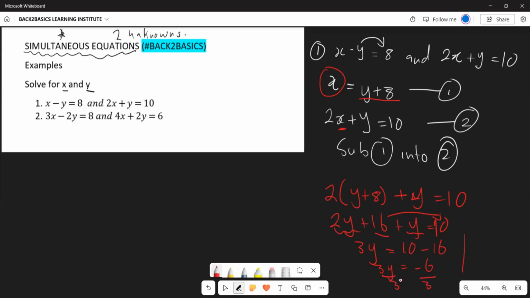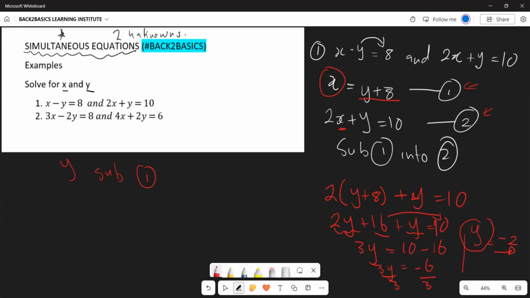So can you see that your value of y is going to be equal to negative 2? Now you have found the value of your y. After you found your value of y, you're going to take this y and substitute it into any of these equations to get the corresponding x value, right? So you can substitute it into equation one.